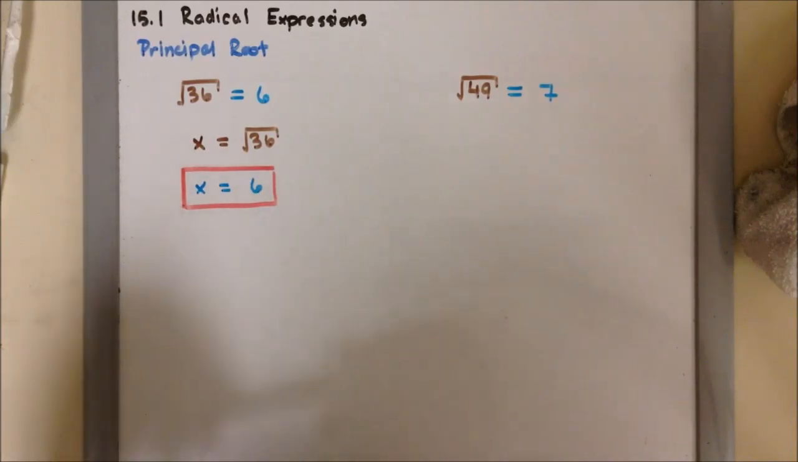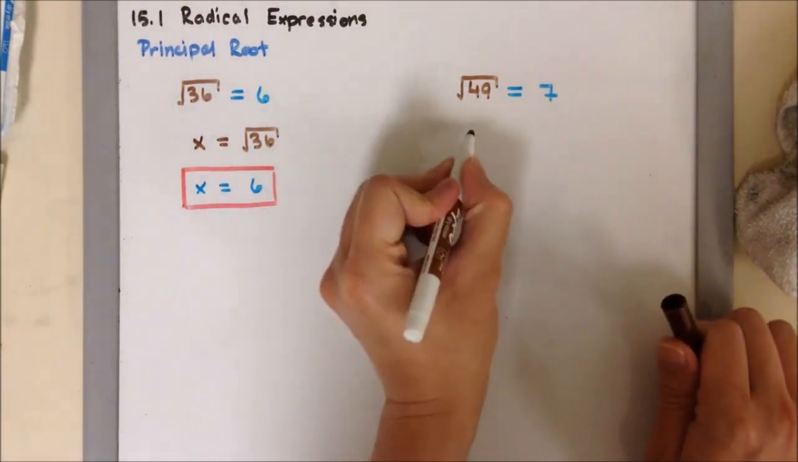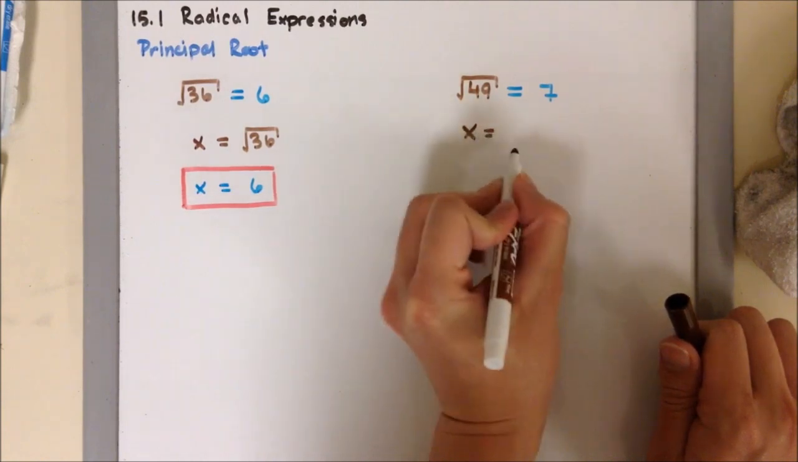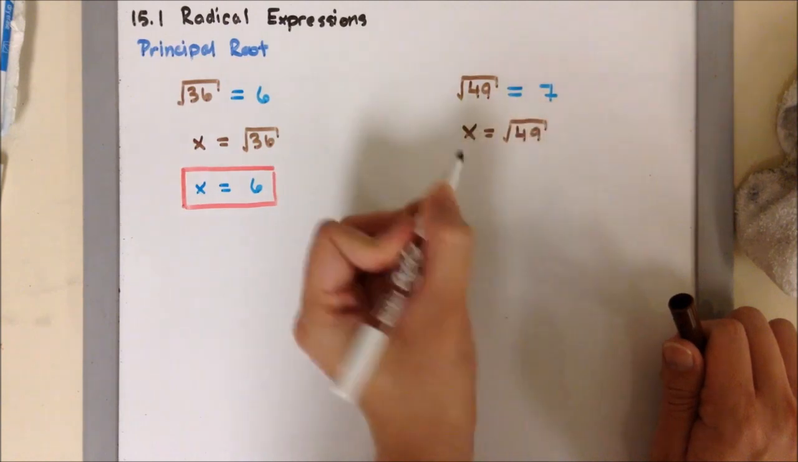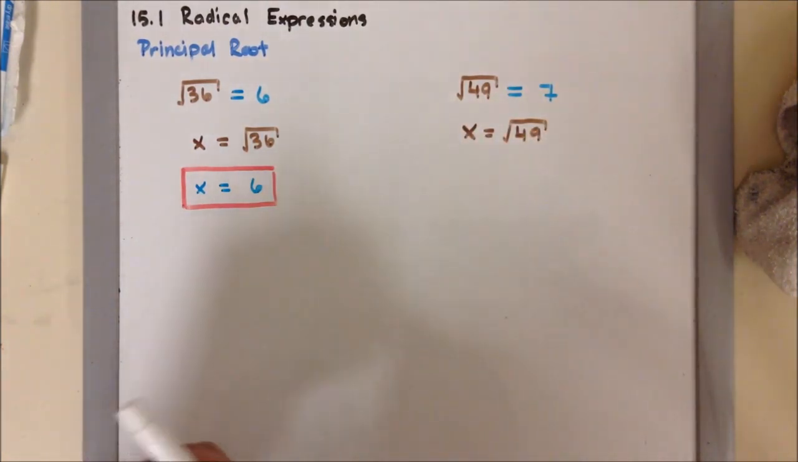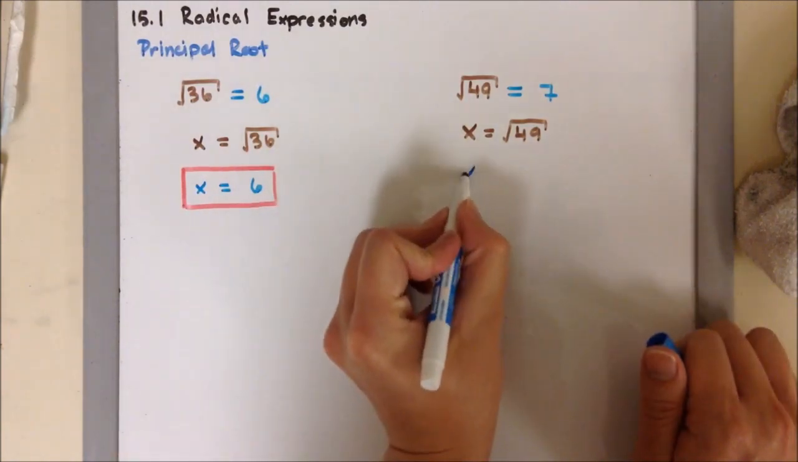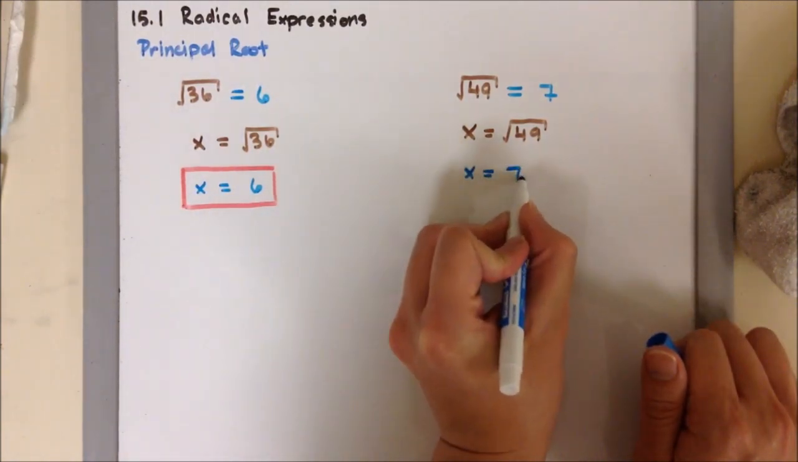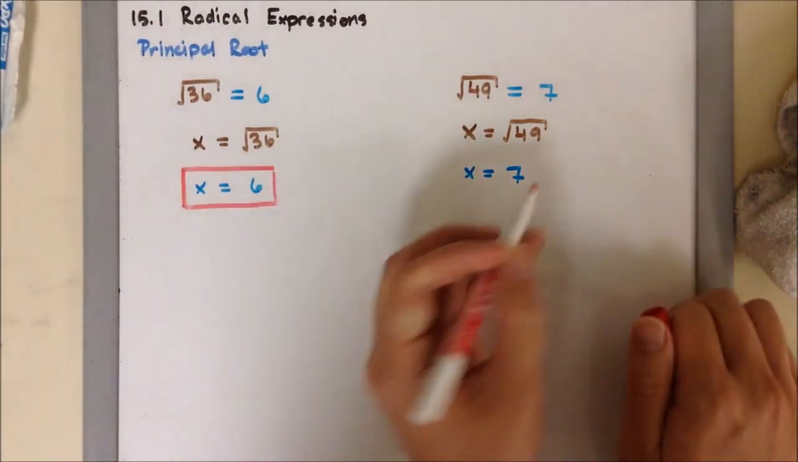And same thing, if you have an equation and you're solving for x, where it's simply x equals the square root of 49, then this is basically meaning that you're looking for the principal root. So therefore, x is equal to 7. So this is my final answer.